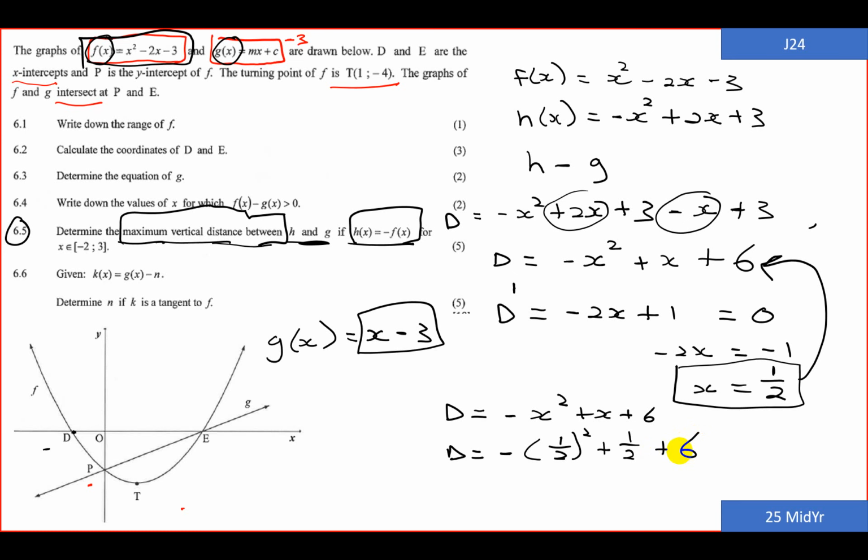And if you substitute the half with your calculator, you're going to get a maximum distance of 25 over 4 or 6.25. And that is the maximum vertical distance between both the graphs.